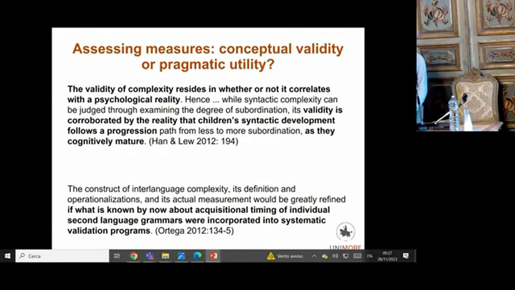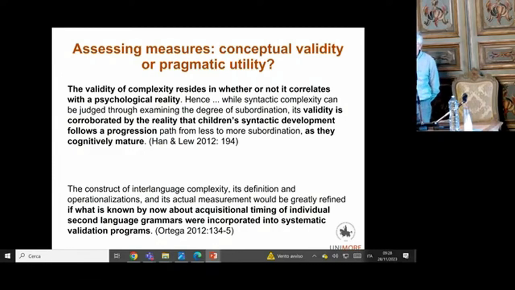Let me spend a few words about validity. Sometimes we speak of validating complexity measures. So what is a valid complexity measure? Some authors, like the ones I cite here, propose to validate complexity measures by looking at how they correlate with development. So a measure is valid if it changes over time, okay, if it shows some developmental pattern. I won't read the quotes, but I leave them for yourself. I'm happy to share the slides.